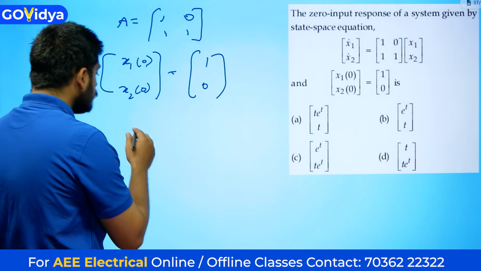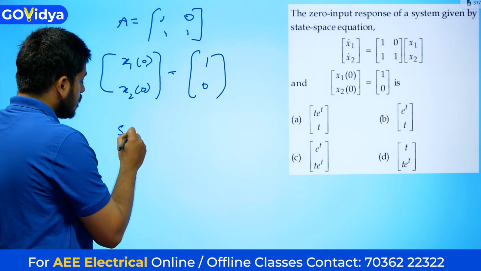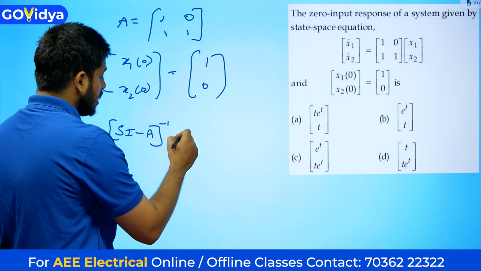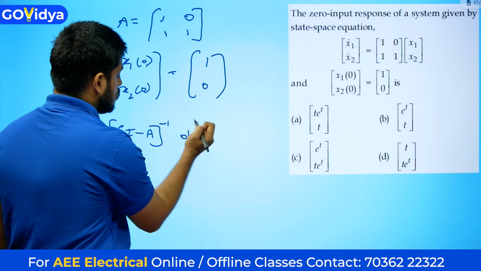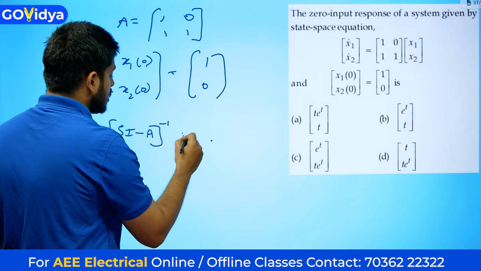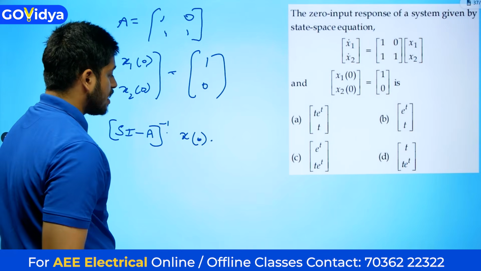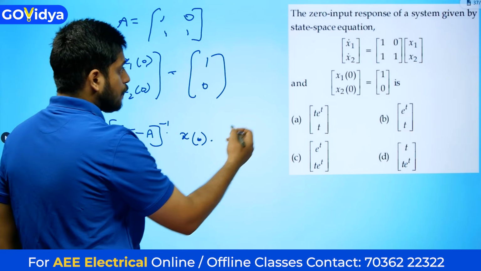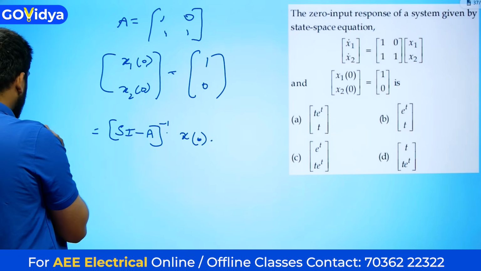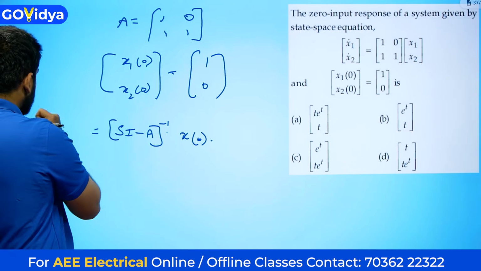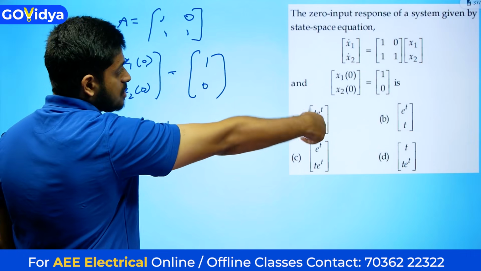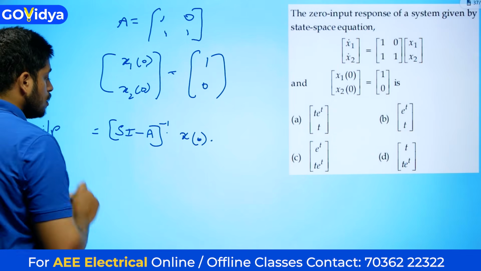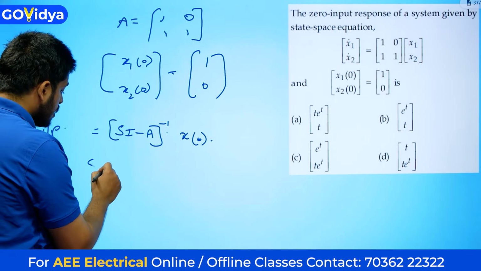So the formula is (sI minus A) whole inverse into the initial condition x of 0. This determinant we need to find exactly, to find the zero input response. We need to find the actual input of the system. So let us find sI minus A first.